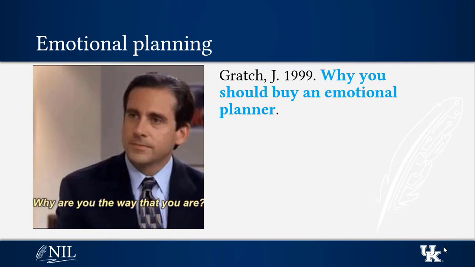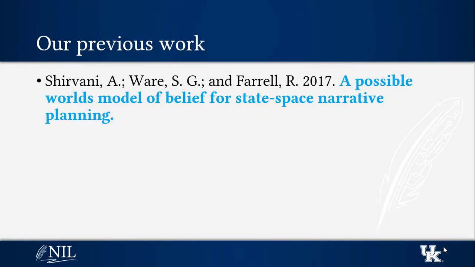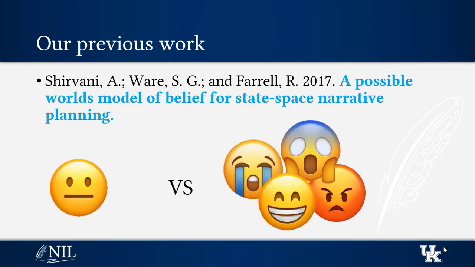One of the first papers that talk about emotional planning is a paper from Jonathan Gratch in 1999, where he talks about how an emotion model can be adapted to narrative planning because of all the concepts they have in common. For example, agents, actions, goals, and expectations. This paper builds on our previous work, which proposes a strong story, state-space narrative planner with intentionality and belief. What our previous model lacks is how characters should be able to emotionally react to different situations.